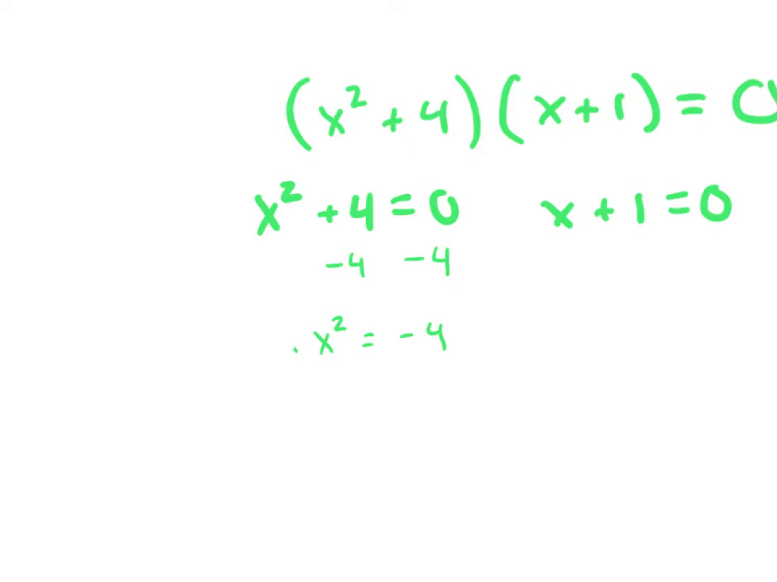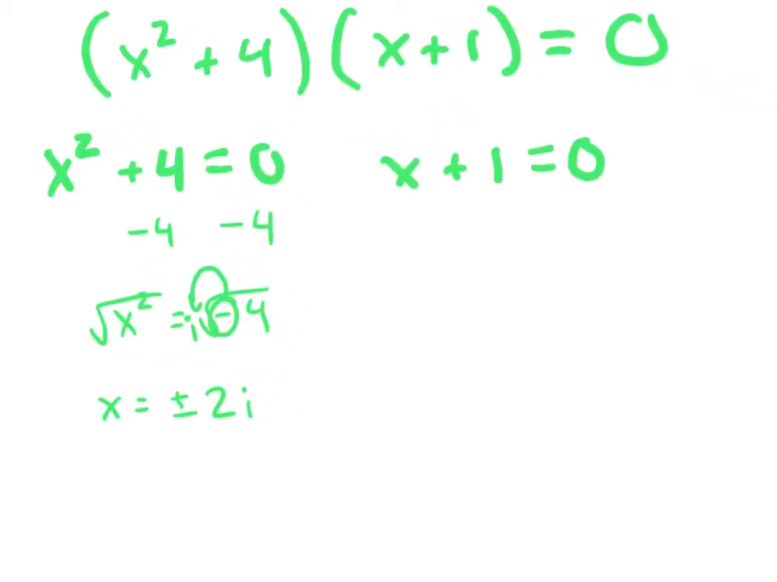Square root both sides. So we get x is equal to? What are you missing? Plus or minus 2i. So we take out the negative and it becomes an i, and then the square root of 4 is 2. And anytime you take the square root of both sides, you need that plus or minus. So this gives us 2 more solutions, which I'm going to write up top. All right, let's just do the other one, and then I'll write it up top.